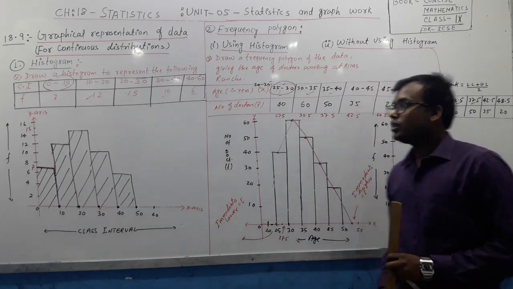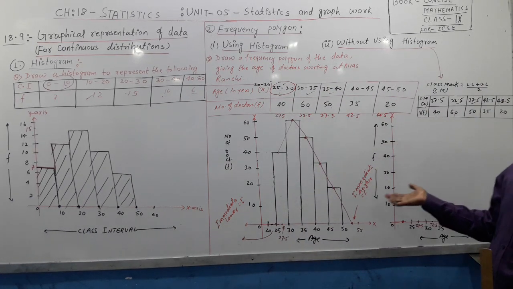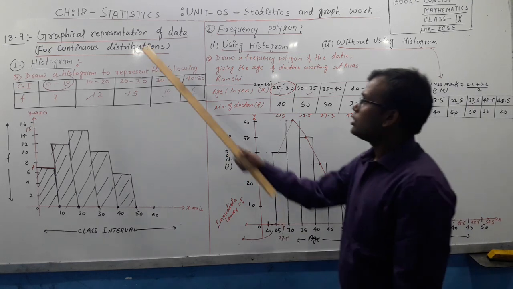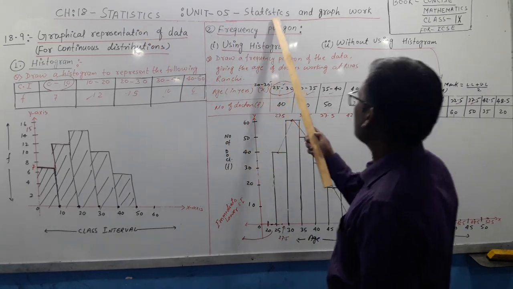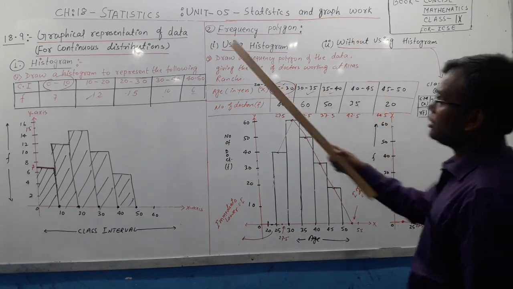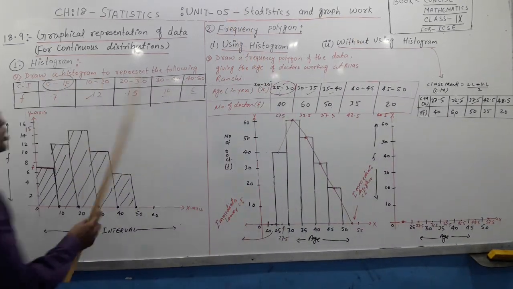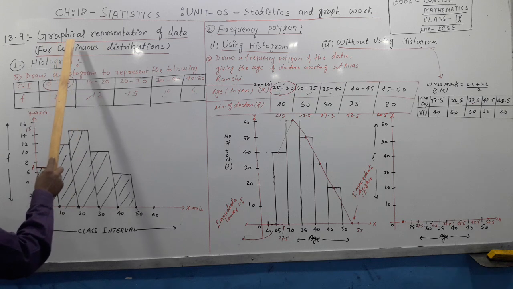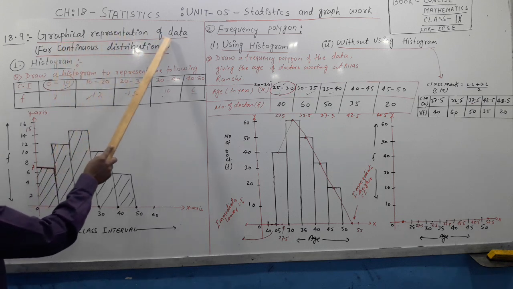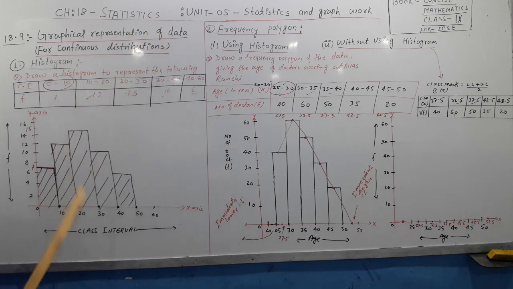Hello everyone, this is the continuous video of chapter Statistics Unit 5, Statistics and Graph Work. This is Unit 5. In this topic, we start from the graphical representations of data for continuous distributions.